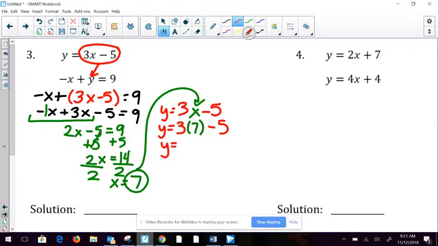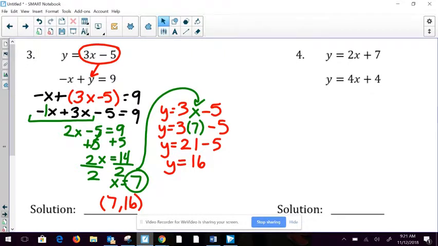So y is equal to, what's 3 times 7? Awesome job, 21 minus 5. And 21 minus 5 is? Good, 16. So now I have an x and I have a y, so I can write down where they intersect at 7, 16.